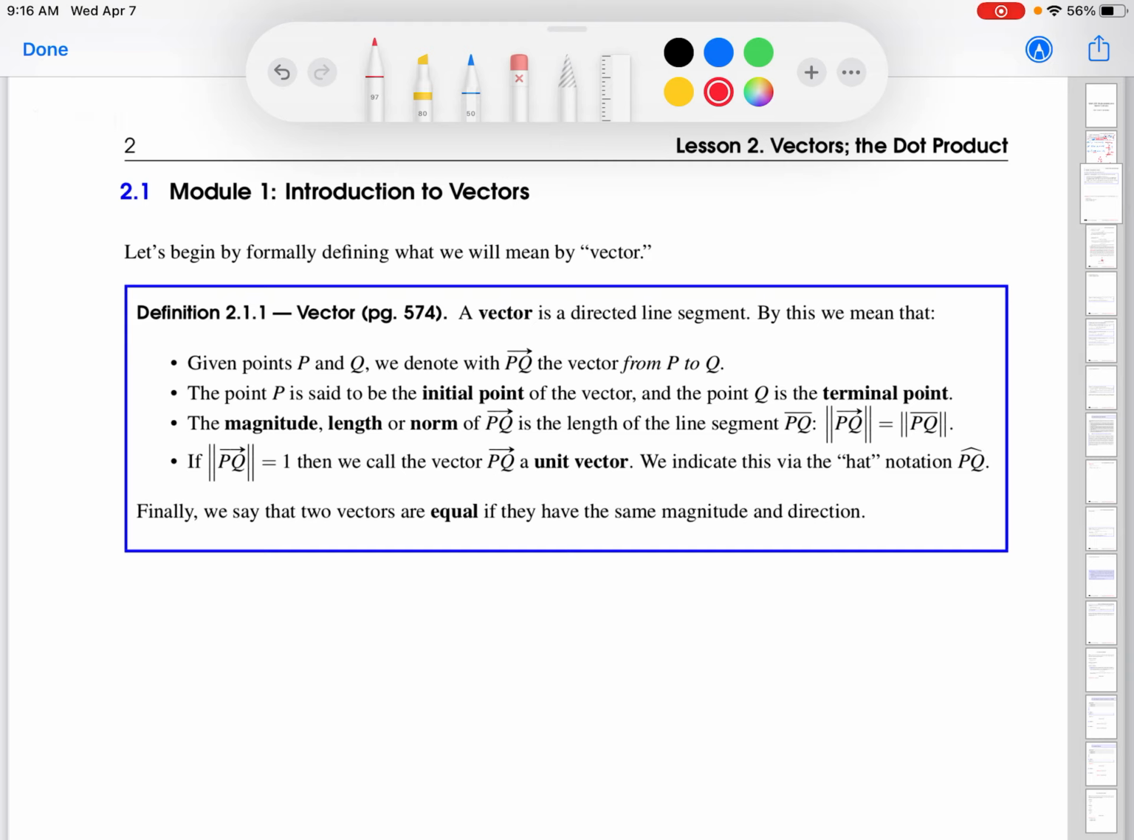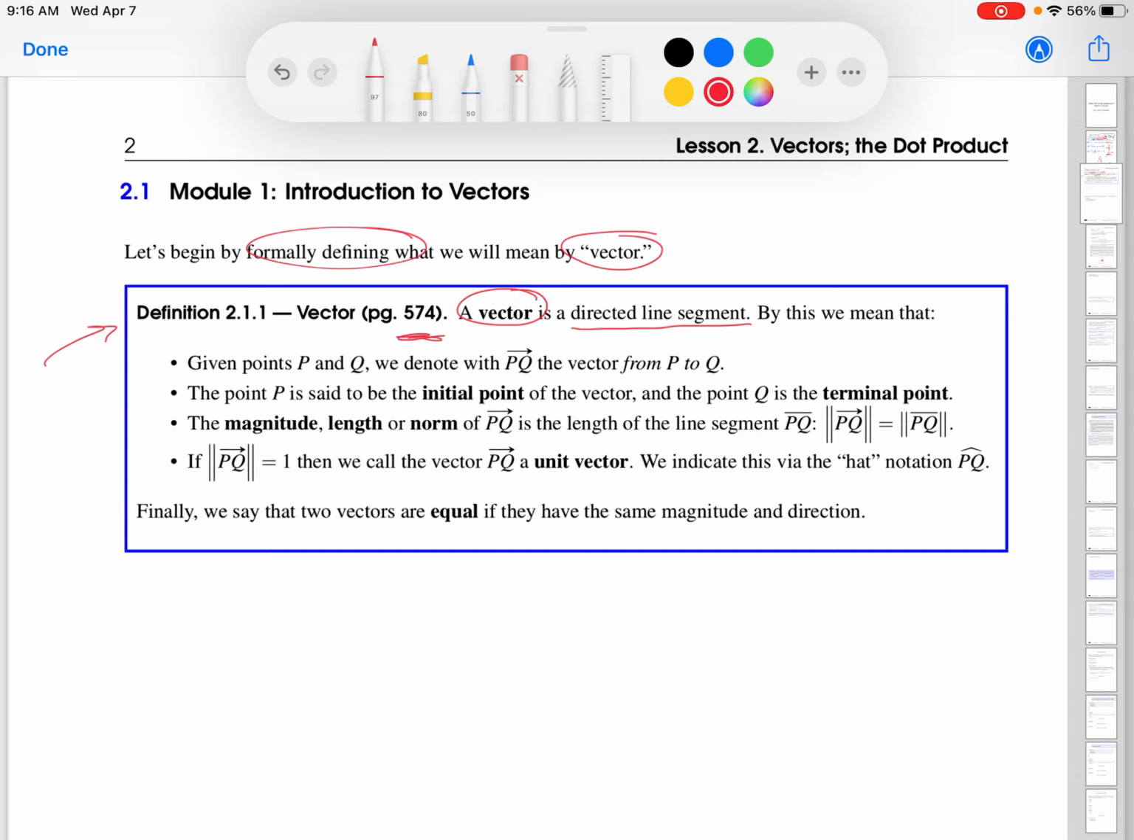So the first thing I'll do is formally define what a vector is. So here is that definition. Again, if the page numbers are here, they refer to the page in the Apex Calculus book that's linked to in the practice problems at the end of the lesson notes. So here we go. A vector is a directed line segment.